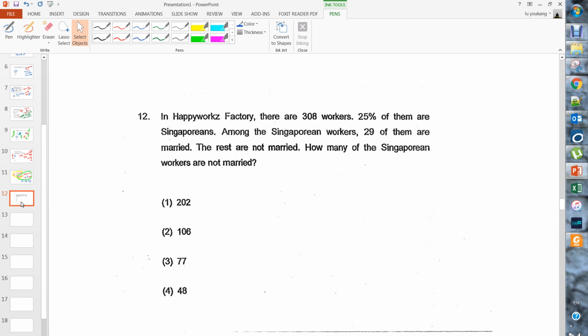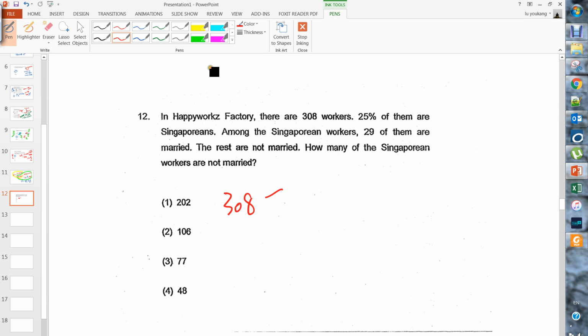Okay, so let's look at this question. It says in a factory there were workers. Branch method again. How do you use the branch method? You start with the main branch. So the main branch you have a total of 308 workers. And then 25% of them are Singaporeans, right? 25%, what's the fraction?